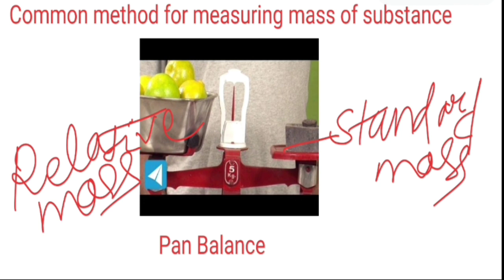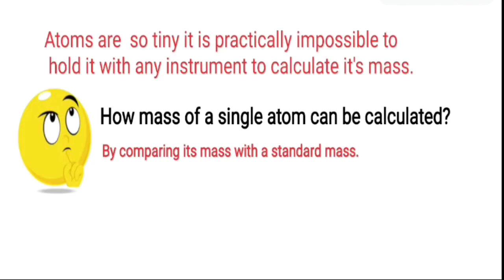Now the question comes, can we use the same instrument and same standard mass for calculating the mass of an atom? Of course not, because atoms are so tiny, it is practically impossible to hold one with any instrument to calculate its mass. Then, how can the mass of a single atom be calculated? Yes, we can use the method of comparing the mass of the atom with a standard mass.